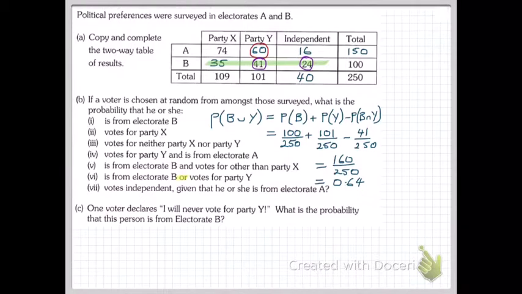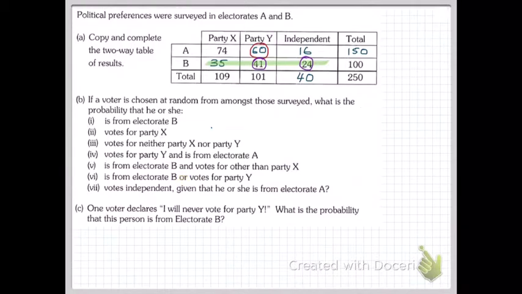None of these have been conditional probability examples so far, but in part 7 we see something different. We're trying to find the probability of someone voting independent given that he or she is from electorate A. So how do we write this? It's the probability of someone voting independent given that they are from electorate A. And the sample space is now just 150. It's a subset of the original sample space of 250 individuals. We know that they're in electorate A, and if they have voted independent, there is in fact only 16 people out of 150, so the probability is 0.11.